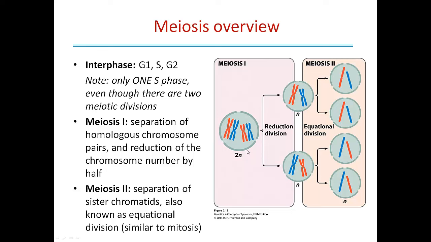Meiosis 1 is also called a reduction division, and the reason it's called a reduction division is because you actually halve the number of chromosomes. So in this example, you start out with 4 chromosomes, and you end up with 2 cells. Each of those cells has 2 chromosomes at the end of meiosis 1. In meiosis 2, the sister chromatids separate from each other. That is very, very similar to events that occur in mitosis. And this is not a reduction division. This is called an equational division. So you start out with 2 chromosomes and you end up with cells that each have 2 chromosomes as well.